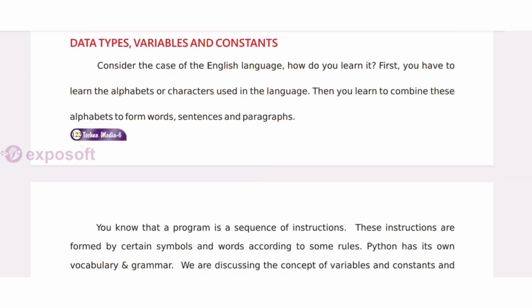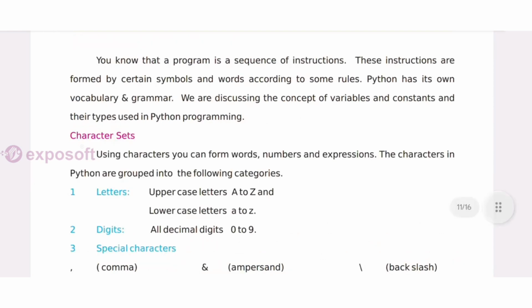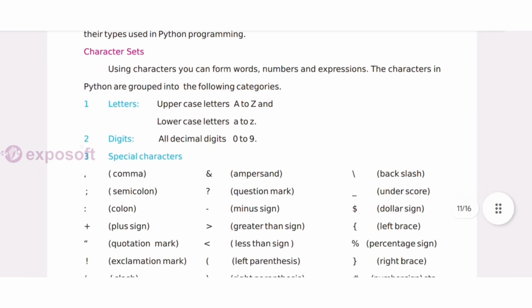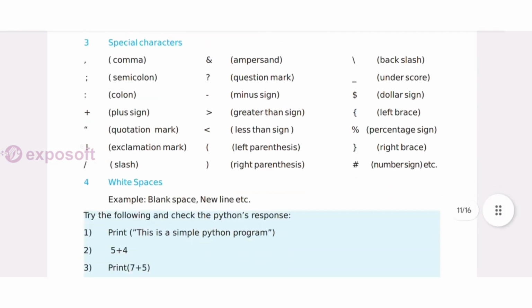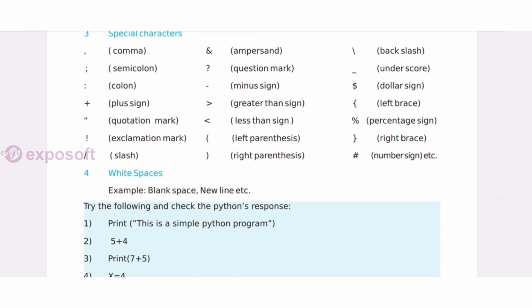Data types, variables and constants. We know that a program is a sequence of instructions. These instructions are formed by certain symbols and words according to some rules. Python has its own vocabulary and grammar. Character sets. Using characters, we can form words, numbers and expressions. The characters in Python are grouped into letters, digits, special characters and white spaces.